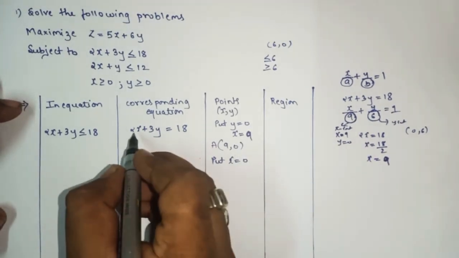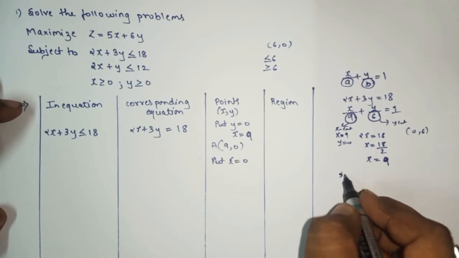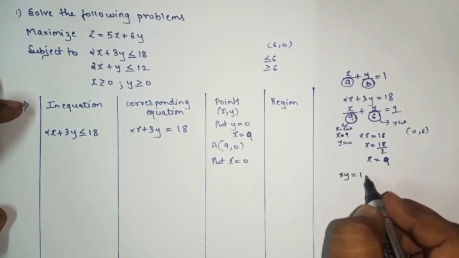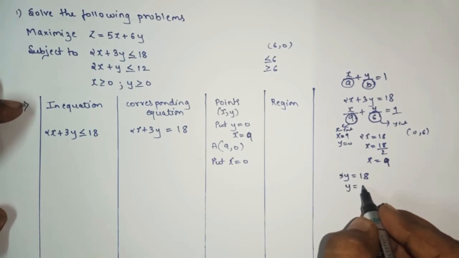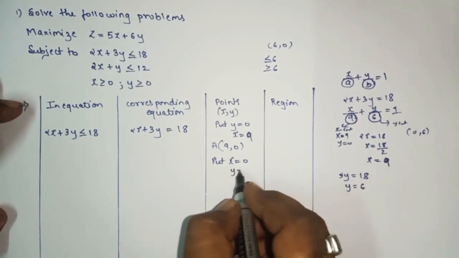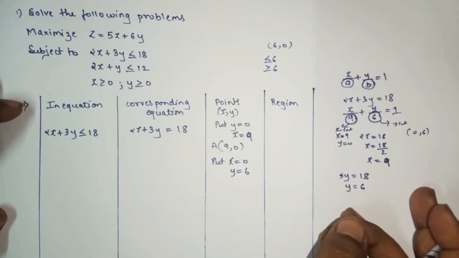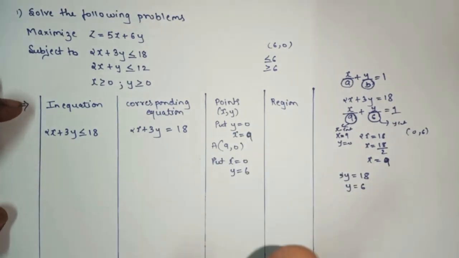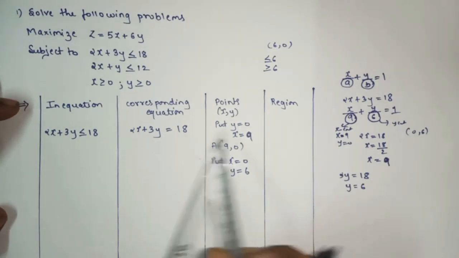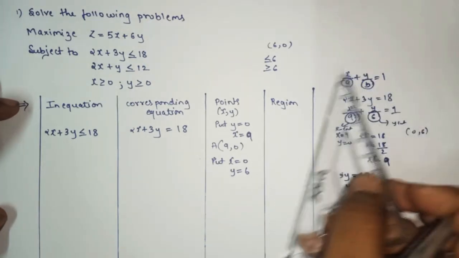So if x equals 0, this will be 3y equal to 18. So y will be equal to 18 upon 3, so that will be 6. And remember, you have to consider the value of x and y as 0 only. You cannot take 1, 2, 3, 4, 5. Remember this, as we have to convert this equation into double intercept form.